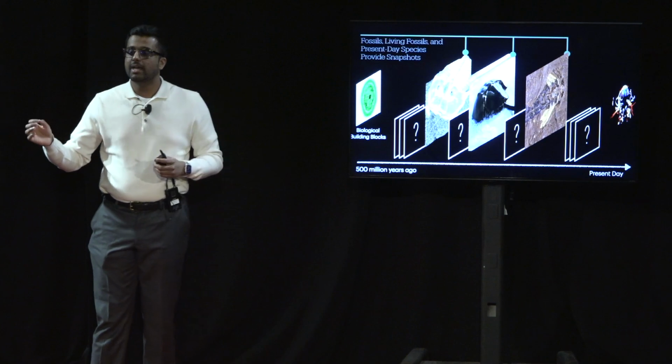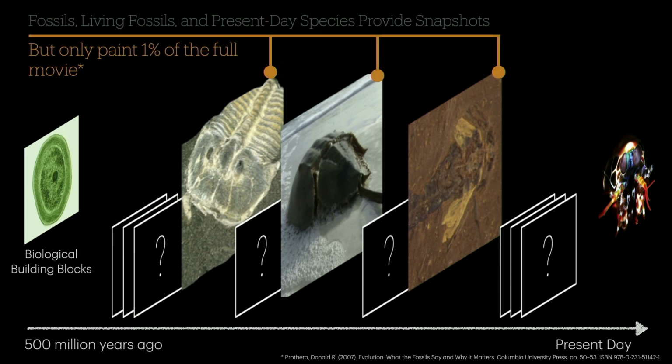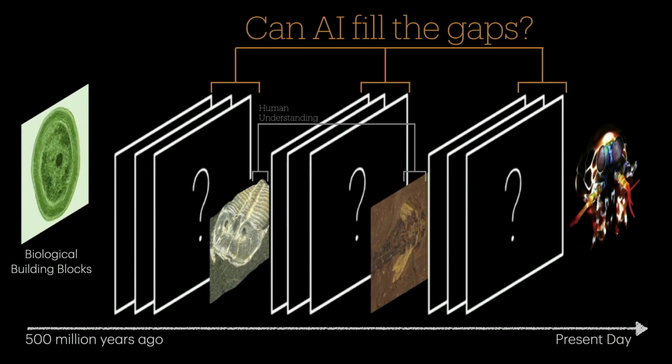Evolutionary biologists and scientists have tried to piece together this movie by using fossils, present-day species, which serve as snapshots of our evolutionary movie. But there's a problem. Fossils are only 1% of all species. So how can we try to create this movie using artificial intelligence? Can AI fill the gaps of this movie?